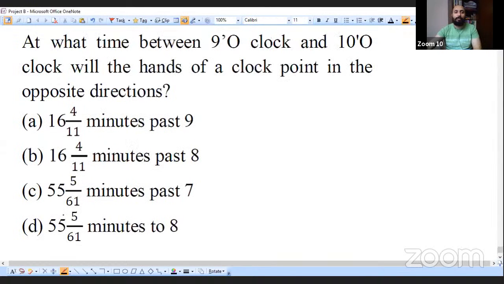At 9 o'clock and 10 o'clock, the answer should be option A. Can I say it directly, option A, without any calculation? Why? Could you tell me, people? Can you tell me why I am directly saying this is option A?